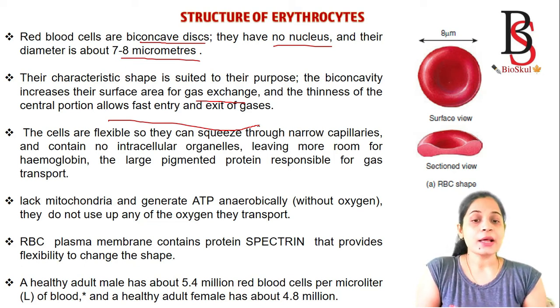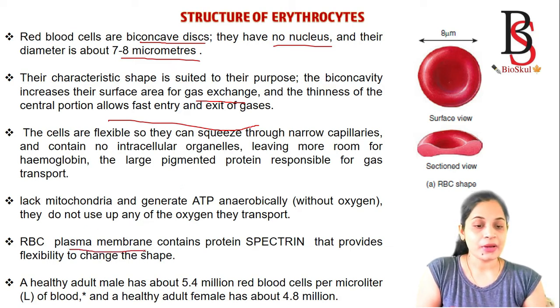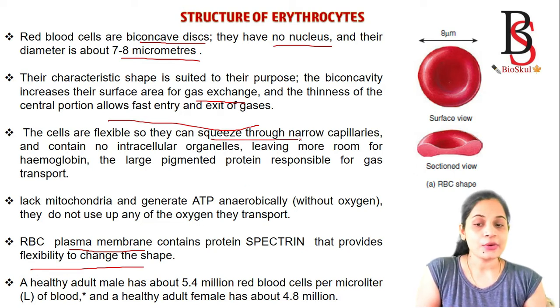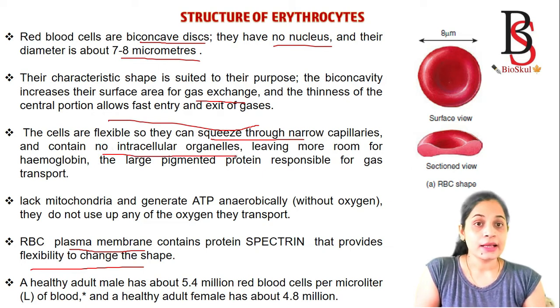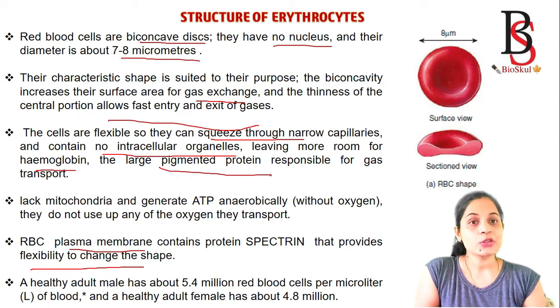The red blood cells are flexible, because of the presence of the protein spectrin in the plasma membrane, which provides the flexibility to change shape and helps them squeeze through the narrow capillaries. Red blood cells have no intracellular organelles, and that leaves more room for the hemoglobin. Hemoglobin is a large pigmented protein which is responsible for the transport of gases.